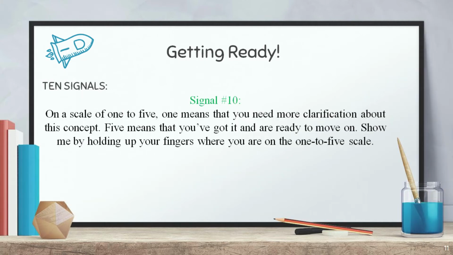And the last signal is, on a scale of 1 to 5, 1 means that you need more clarification about this concept. 5 means that you've got it and are ready to move on. Show me, while holding up your fingers, where you are on the 1 to 5 scale.